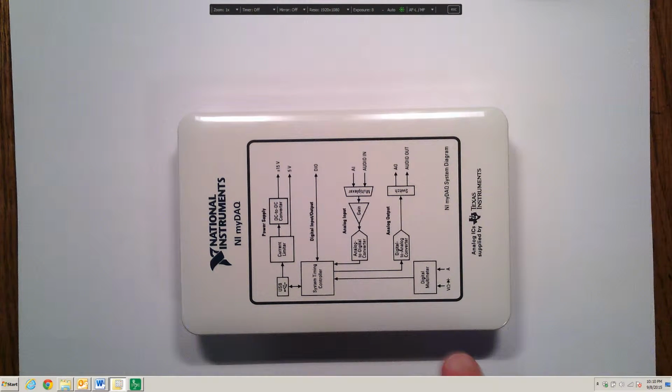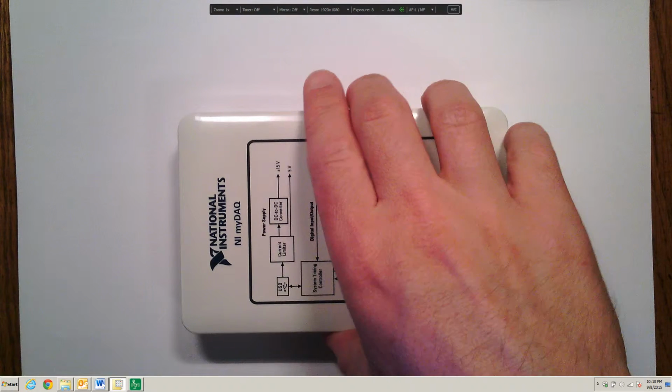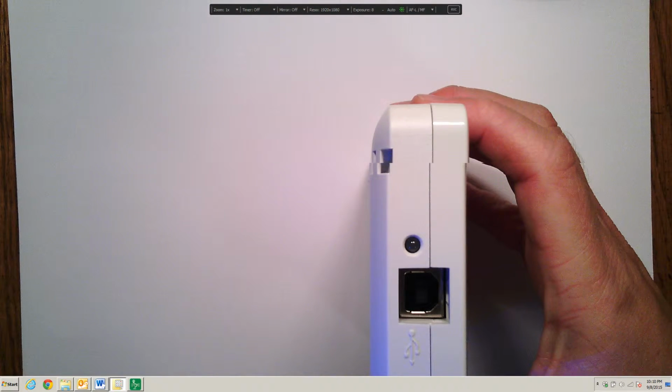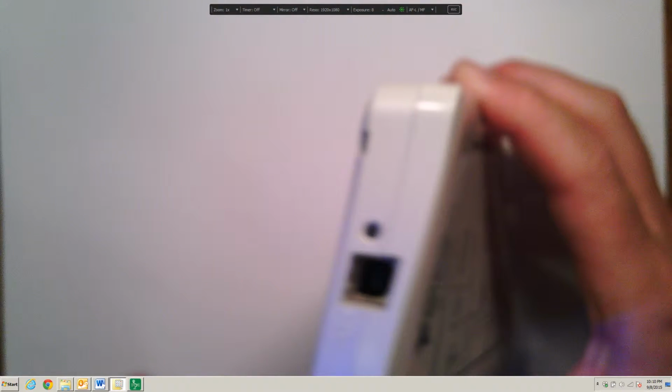So if we look at this, we have a sort of schematic diagram of the different functions that it has. If I look at the top right here, this is the USB connector. So this is where I would plug my device into my computer, and we have a nice blue light that will turn on when it is connected and powered.